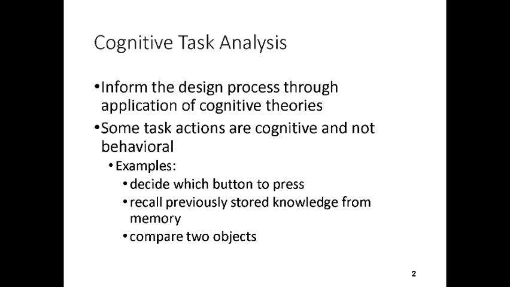So the hierarchical task analysis often focuses on actions. The cognitive task analysis focuses on other things, including perception and cognition. So here are some examples. Deciding which button to press. This is part of the task, but it's not described in a formal HTA. Recall previously stored information from memory. So this is also not included in a regular task analysis. Comparing two objects, yet something else that's part of a task but not captured by a traditional HTA.